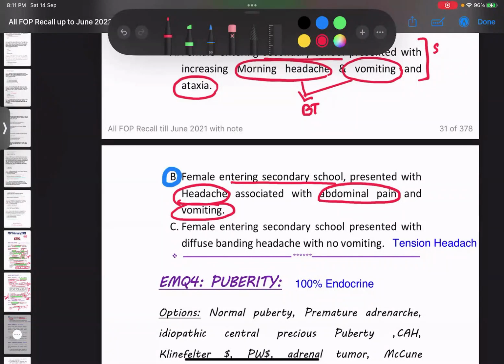This is a diagnosis of exclusion. Usually there are two types of abdominal pain which we make as diagnosis of exclusion. One is abdominal migraine, second one is functional abdominal pain. If we exclude other organic causes, only then we can diagnose this as a case of functional abdominal pain or abdominal migraine. So why am I telling it is abdominal migraine?